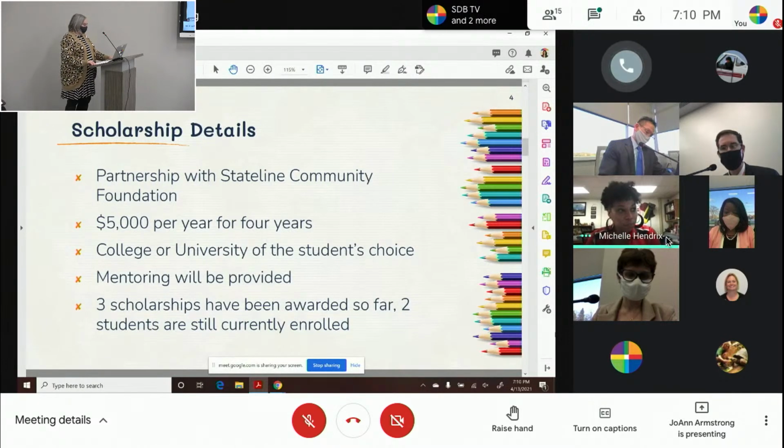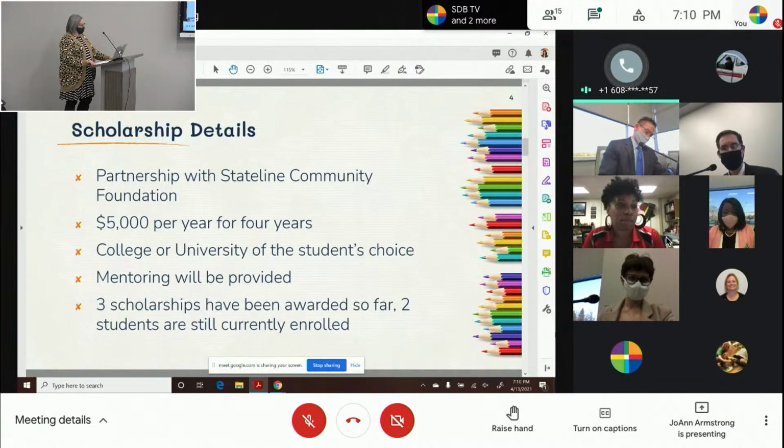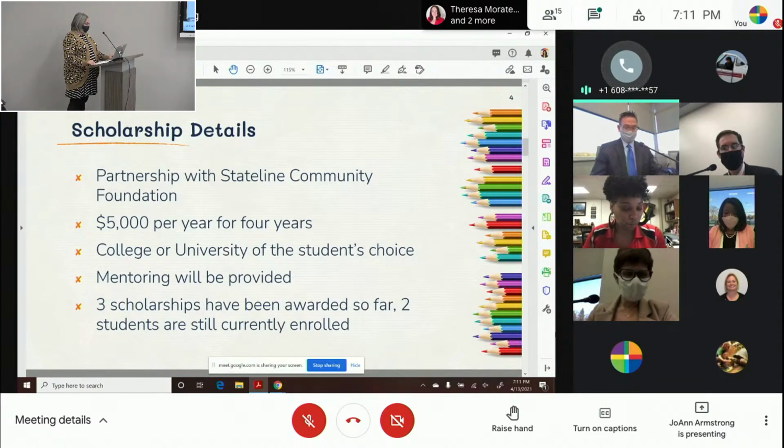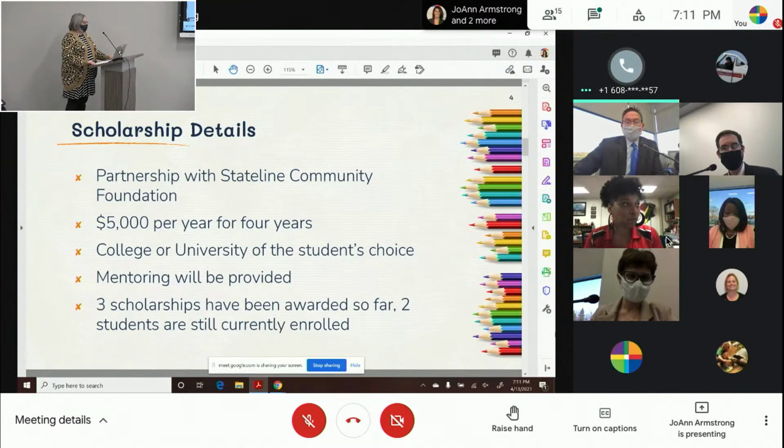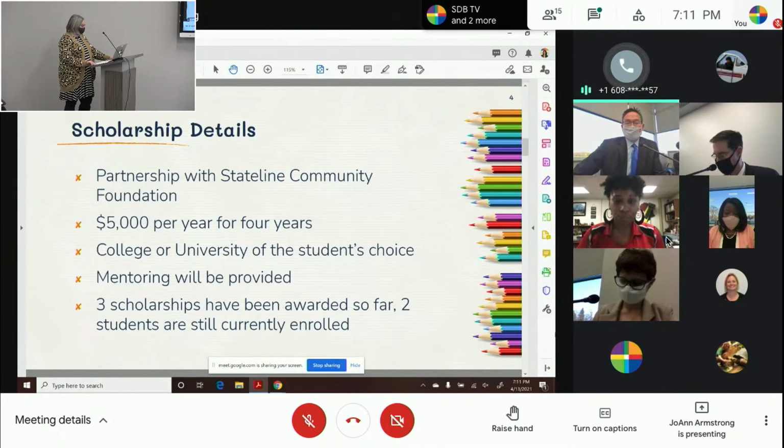So, some details of the scholarship. This is the 5th year that we have been working with this program, with 1 year off last year. We partner with the State Line Community Foundation, and the scholarship offers a student $5,000 per year for 4 years at the university or college of their choice.